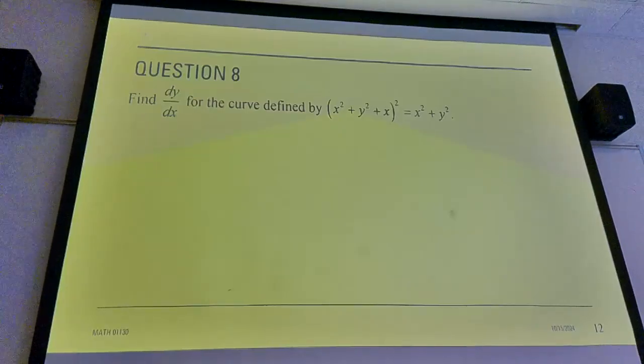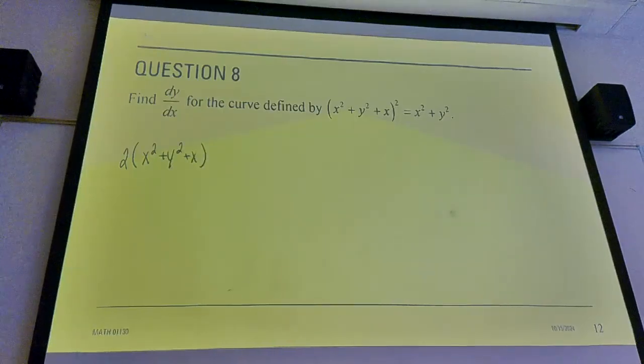Would you rather me leave the 2 out? Oh, I see what you're doing. Yeah, I can leave the 2 on the outside. Yeah, let's just leave it on the outside. Alright, well in that case, 2 on the outside, open parentheses, x squared plus y squared plus x.